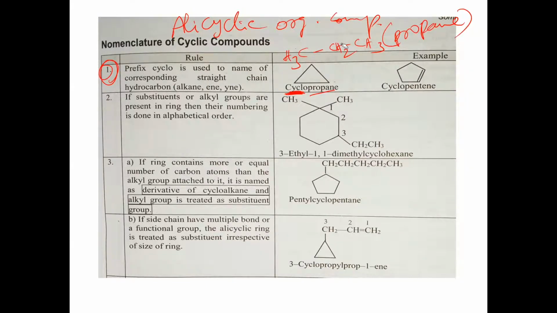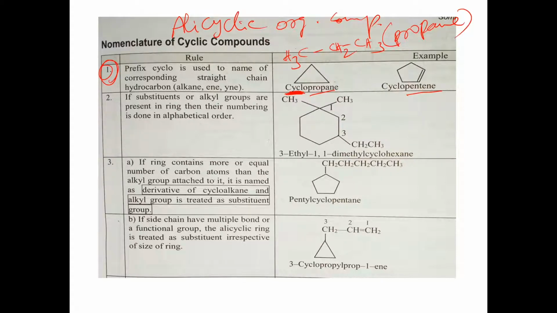Here the corresponding straight chain hydrocarbon is what now? Propane with 3 carbon atoms. With 3 carbons only we have got a ring here. Cyclopropane, we say here. And next, cyclopentene. Here pentene we know. Pentene means 5 carbons with a single double bond.